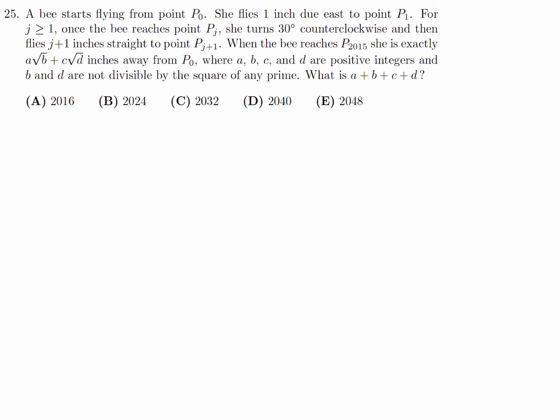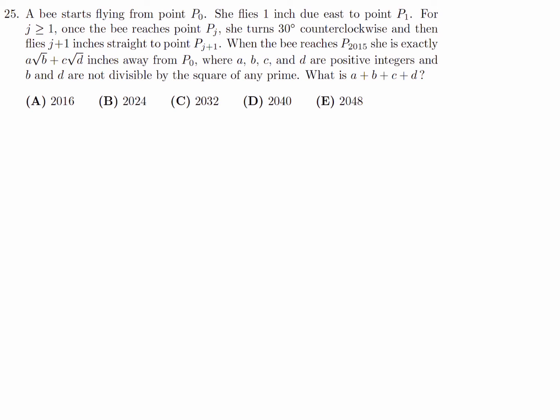A bee starts flying from point P0. She flies 1 inch due east to point P1. For j greater than 1, once the bee reaches point Pj, she turns 30 degrees counterclockwise and then flies j plus 1 inches straight to the point Pj plus 1. When the bee reaches P2015, she is exactly a times root b plus c times root d inches away from P0, where a, b, c, and d are positive integers, and b and d are not divisible by the square of any prime. What is a plus b plus c plus d?